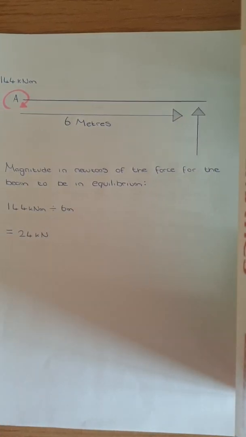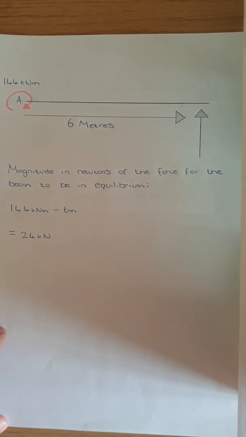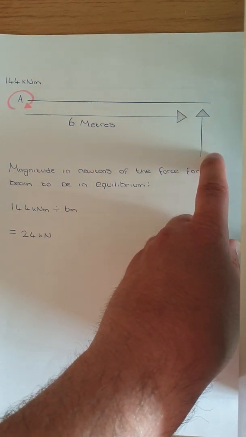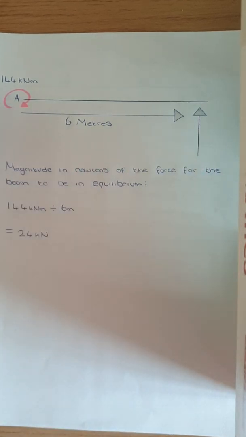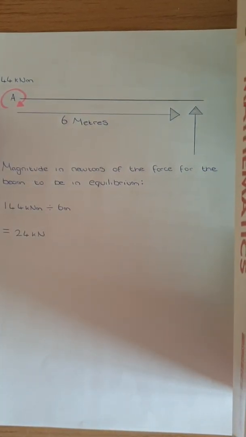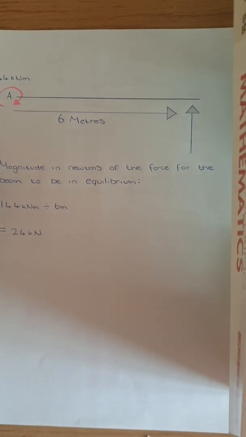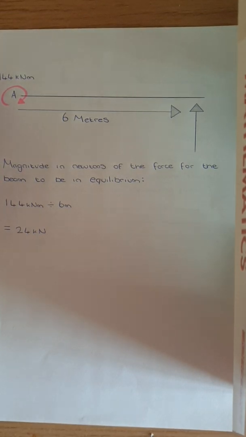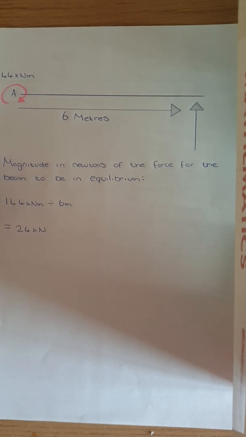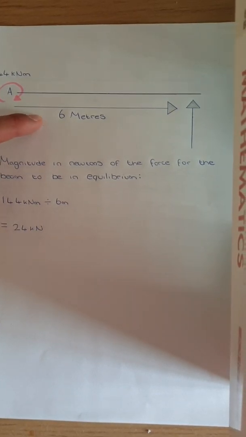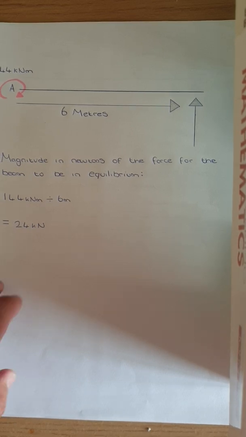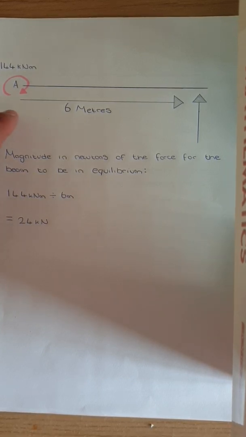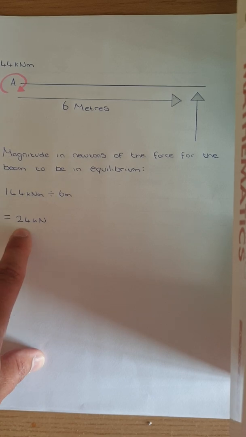So if the total clockwise moment is 144 kilonewton meters, and there is only one anti-clockwise moment, which is this here, pushing up along the 6 meter beam, we need to find out the magnitude of that. So the magnitude of the force for the beam to be in equilibrium. So we do 144 kilonewton meters divided by the length of that beam, which is 6 meters. So we have 144 divided by 6, which gives us 24.